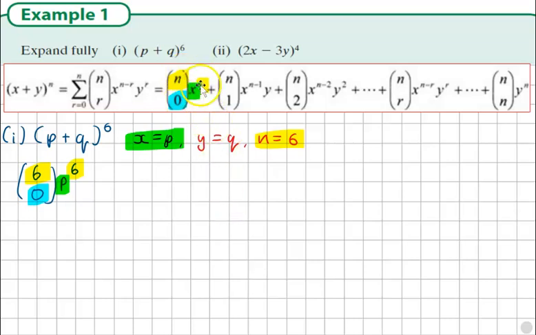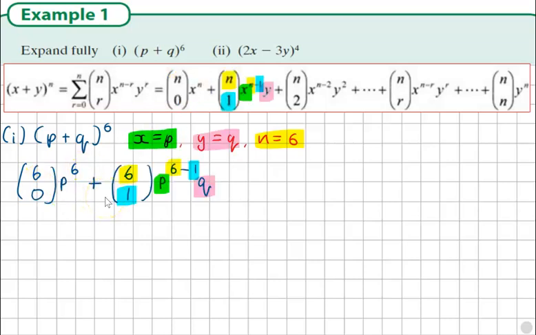So we have n choose 0 times x to the power of n. So the n is 6 and the 0 is just 0, so we have 6 choose 0. And then the x is p and the n is 6, so we have 6 choose 0 times p to the power of 6. Then we have n choose 1 times x to the power of n minus 1 times y. So the n is 6 again. Then we have 1, so 6 choose 1. The x is p, so n minus 1 will be 6 minus 1, and y will be replaced with q.